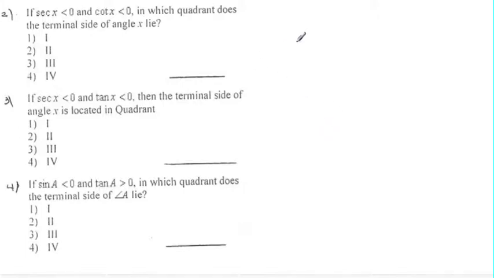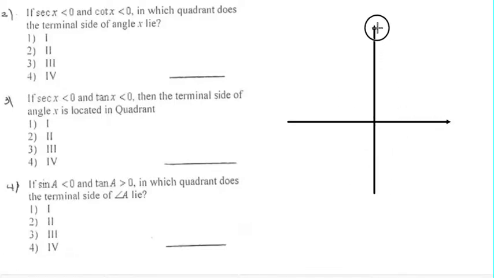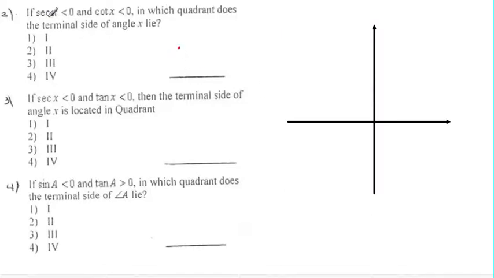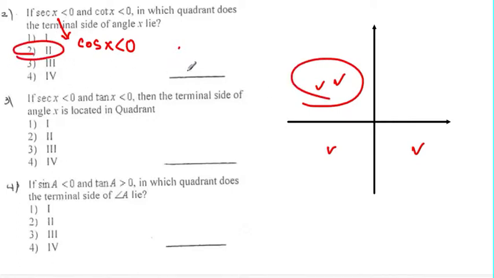Alright, here we have secant and cotangent and various other functions, and we're ultimately looking for the quadrant where they lie. In order to do that, what I like to do is draw a simple coordinate plane. Secant is the reciprocal of cosine. The fact that secant is negative implies that cosine is also negative. Cosine being negative means we are looking at the second and third quadrants. Cotangent is negative, which means tangent is also negative, because cotangent is the reciprocal of tangent. So we're looking at the second and fourth. Then our answer becomes the second quadrant.